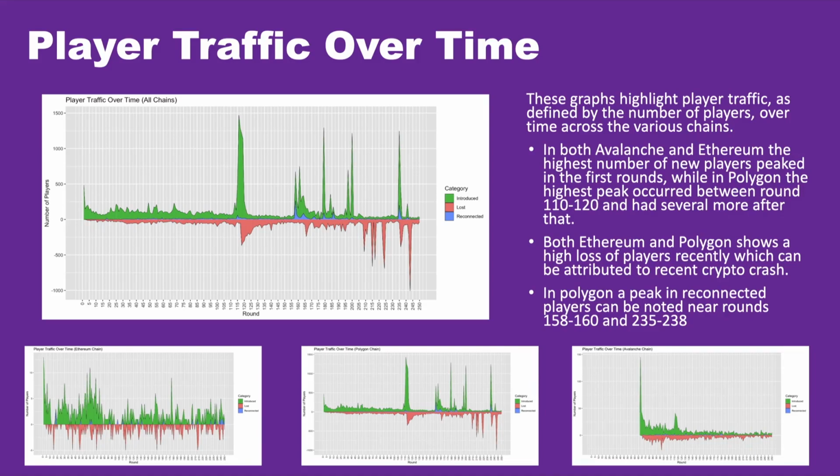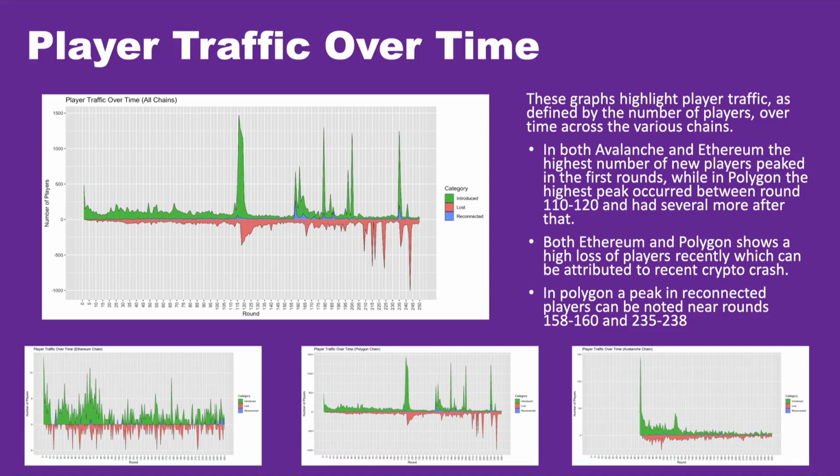You can see at the top, we've aggregated all chains. In the bottom rows, you see the individual chains for comparison. And remember, Polygon has by far the most unique addresses, so the Polygon graph appears quite similar to the overall graph. What you'll notice here is the green highlights are new players introduced, the red are the players that are lost, and then we have a little bit of blue for reconnected players.